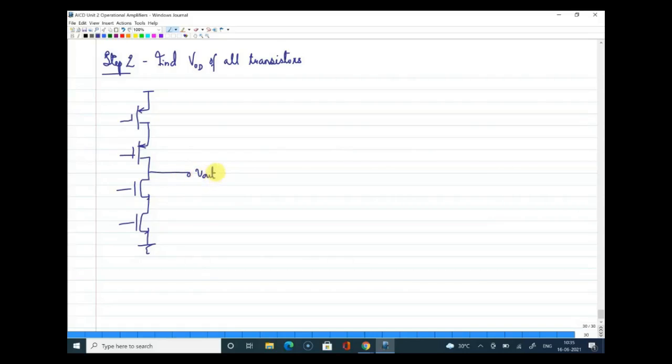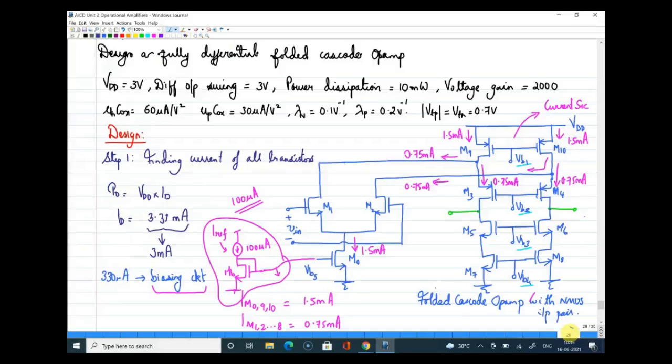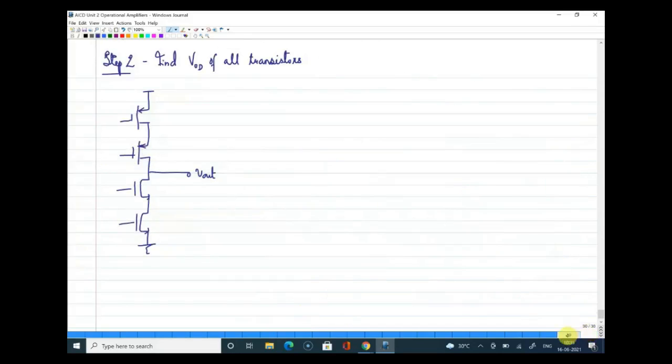Similarly, I have one more cascode branch on the other side. If I number this, it is M10, M4, M6 and M8, all the even number transistors here. Similarly, you can see the odd number transistors on the other side. This is VDD. Now I need to find the overdrive requirement of all the transistors, and that can be purely taken from the output swing.